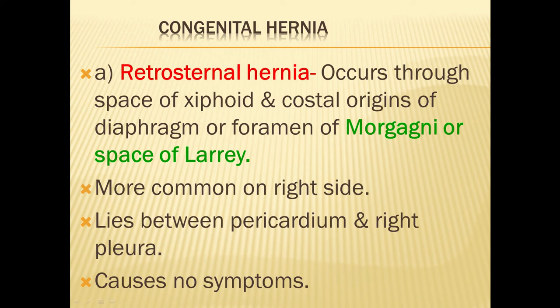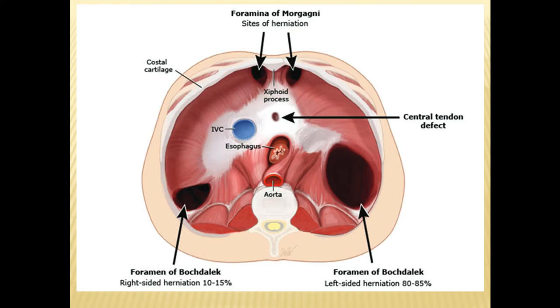So we can see the slide in which we can see the retrosternal hernia or the foramen of Morgagni or space of Larrey. You can see the sites of herniation for both the right and left sides. Likewise, you can also see the posterolateral area. You can see the Bochdalek hernia. Bochdalek hernia, you can see over here, that is a posterolateral hernia.